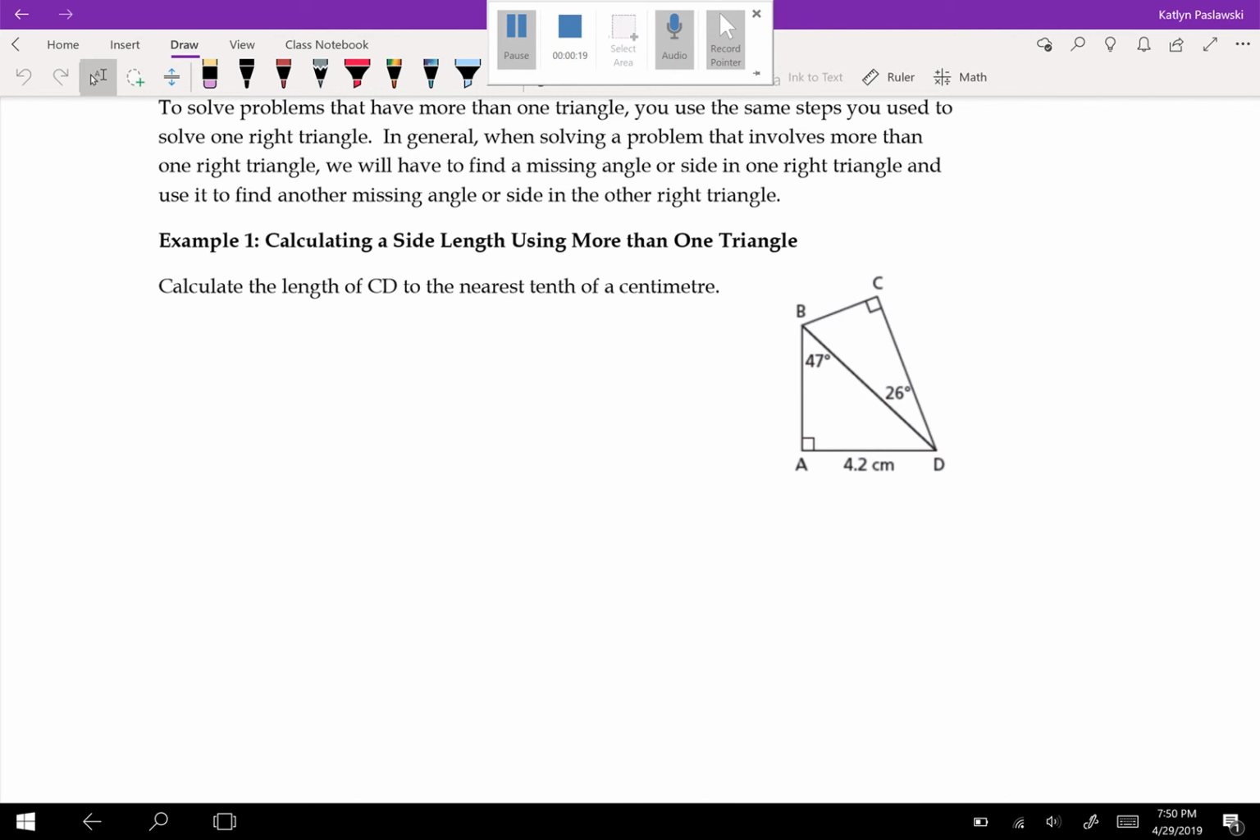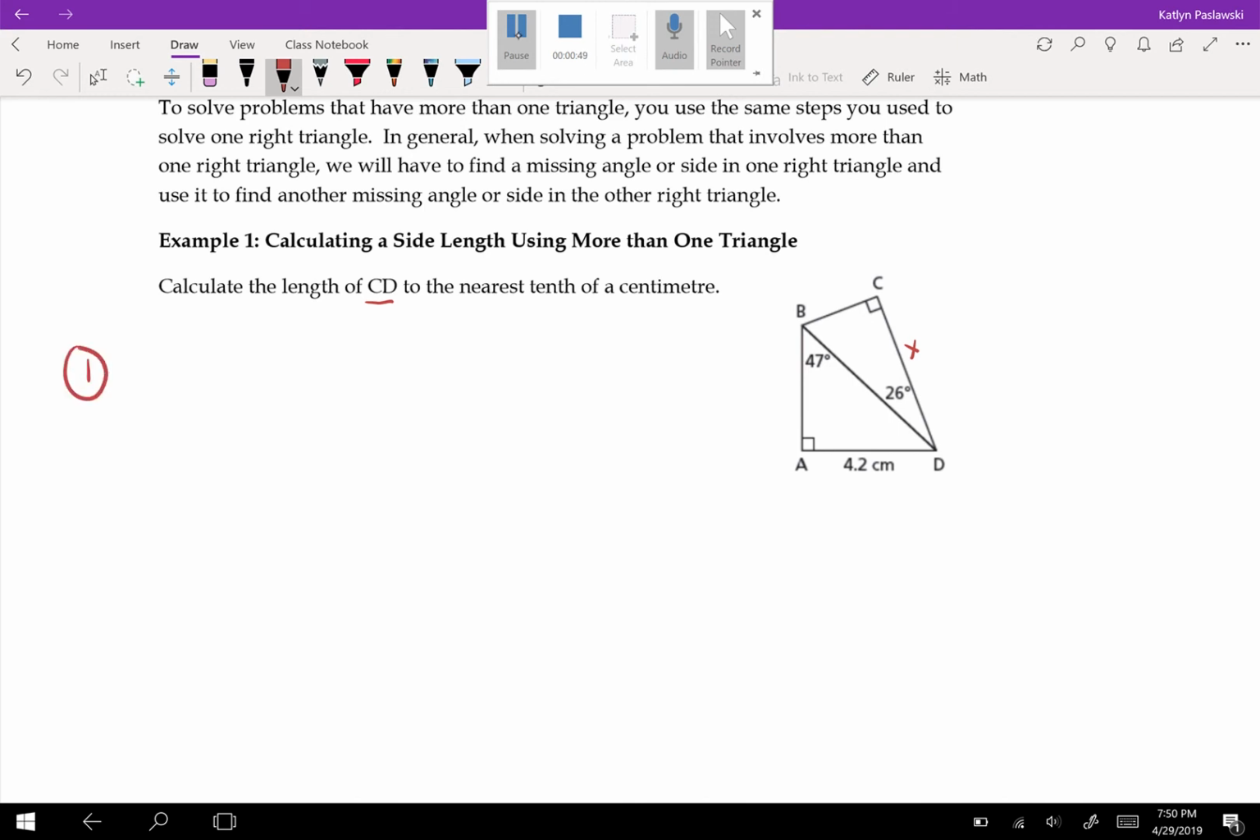So it's asking for the length of C to D. So there's this length here, which I'll call X. Now if I were to look at the triangle that requires C to D to solve for, I only have one piece of information. I only have this angle here in degrees. So therefore, I need to solve for the length of the hypotenuse in order to solve for the length of C to D. So I'm first going to look at triangle B or ABD.